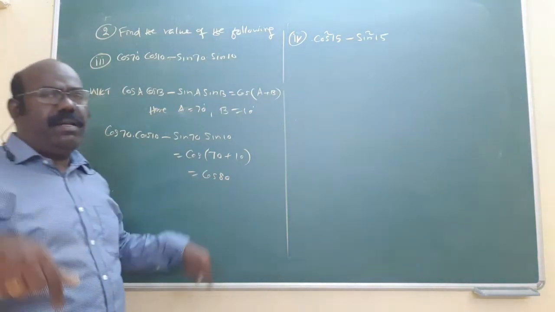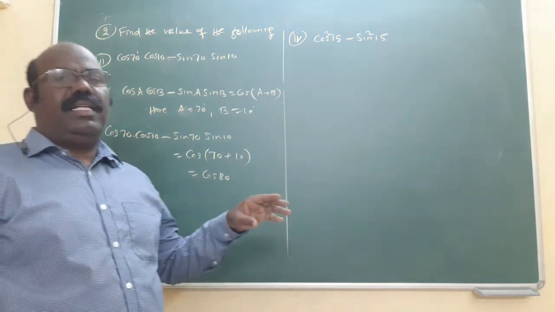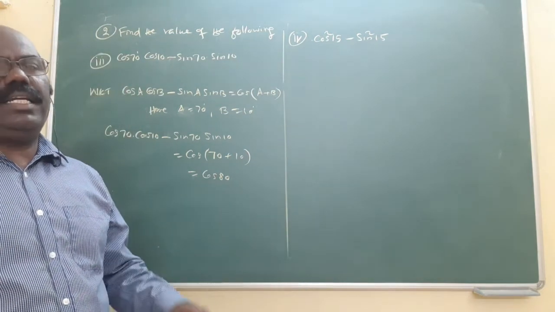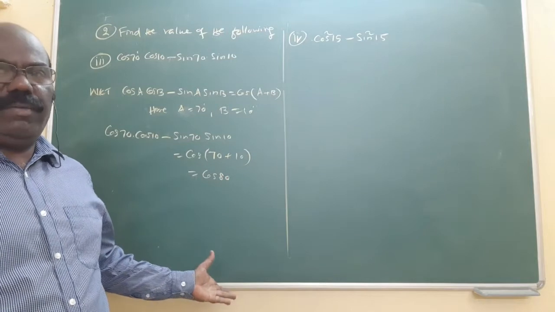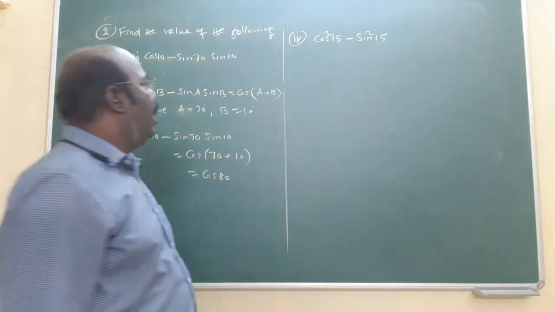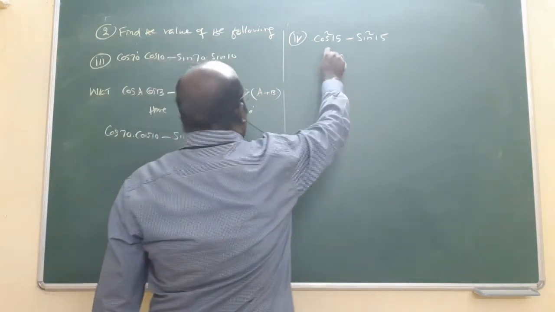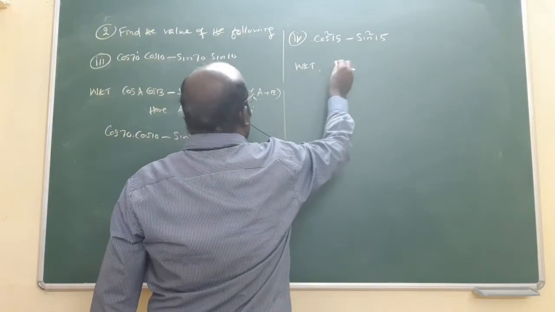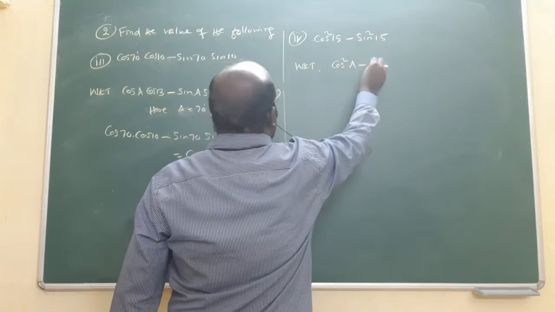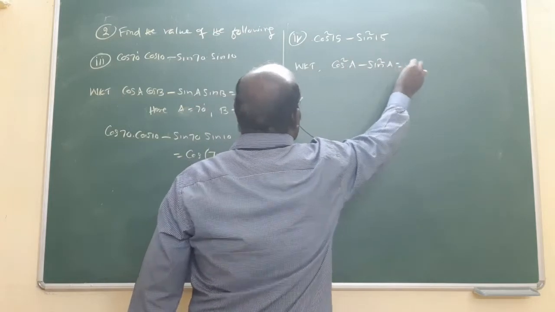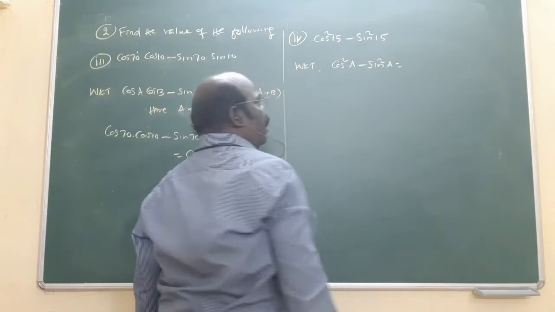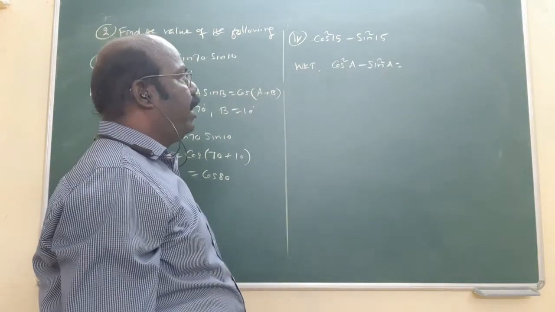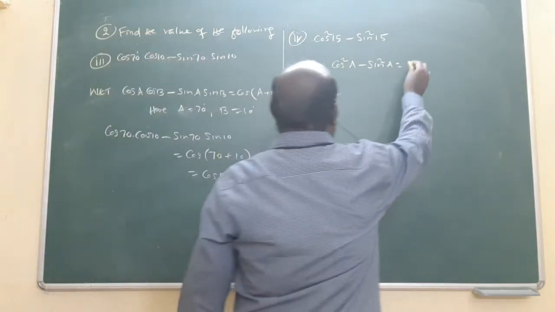In the trigonometric table, we will get the values for 0 degree, 30 degree, 45 degree, 60 degree, and 90 degree. For 80, there is no value. That's why this is the answer. And the next one is of the form cos square A minus sin square A. Do you know the formula? Cos square A minus sin square A equals cos 2A, that is the formula.